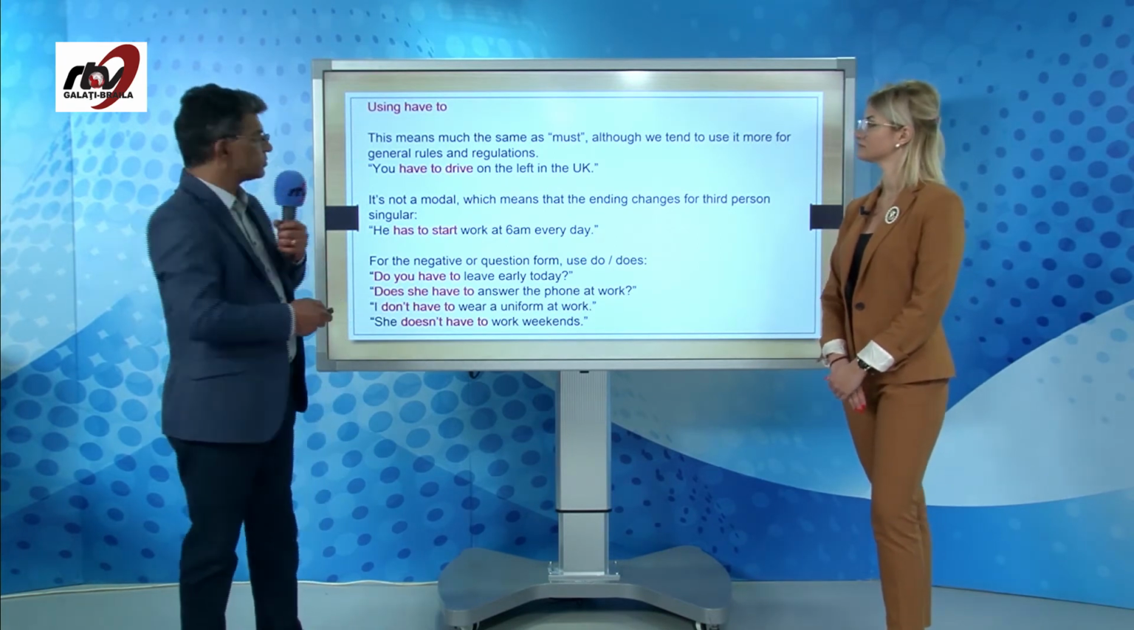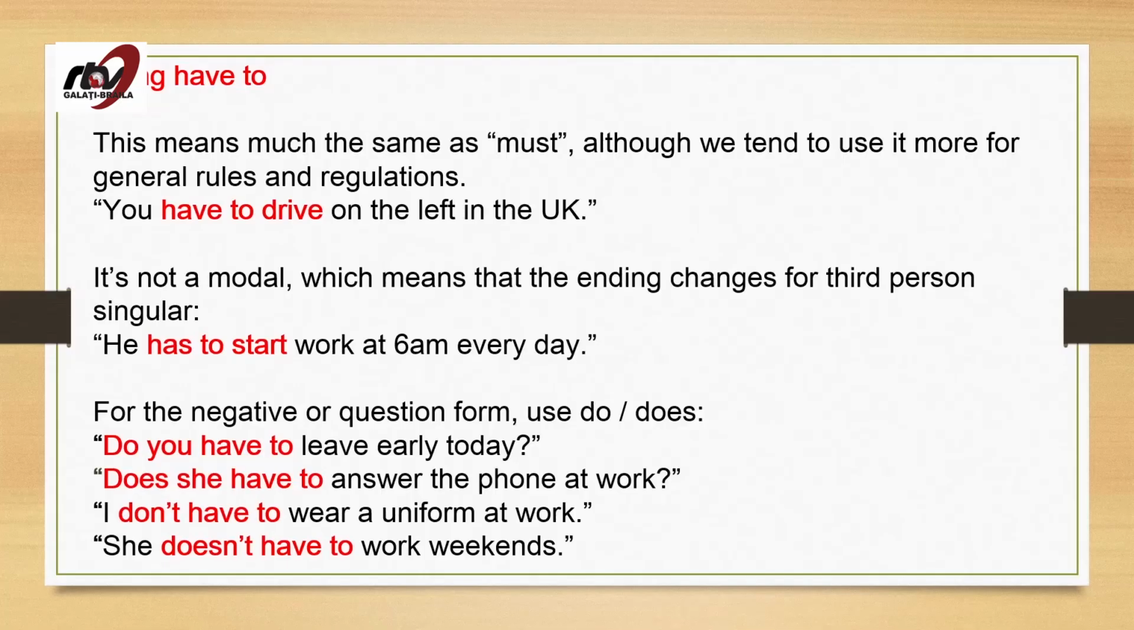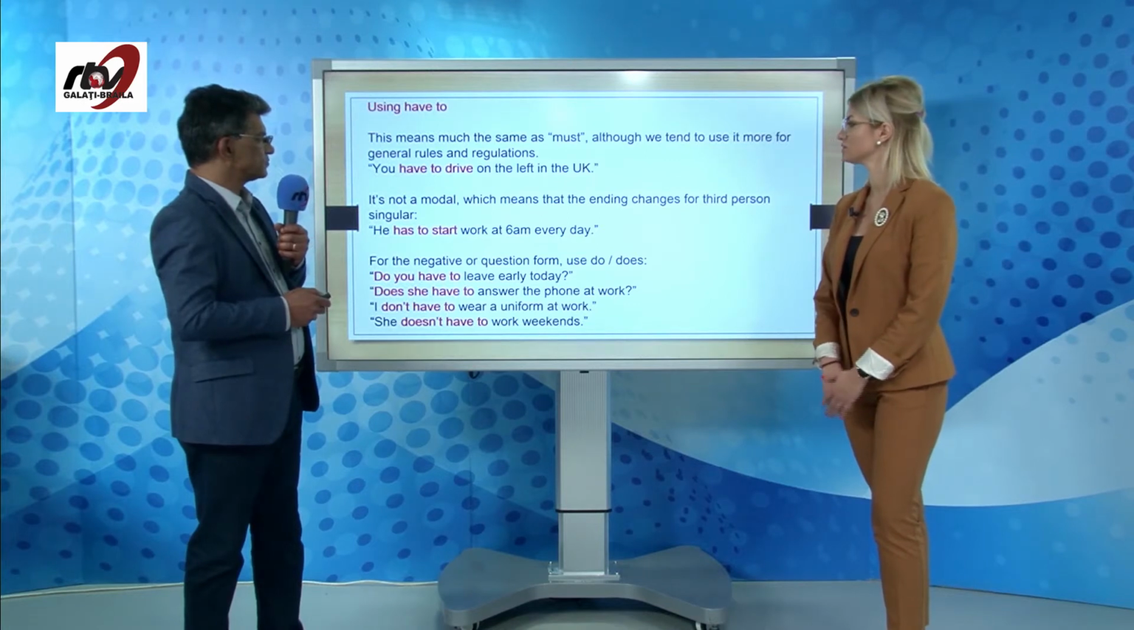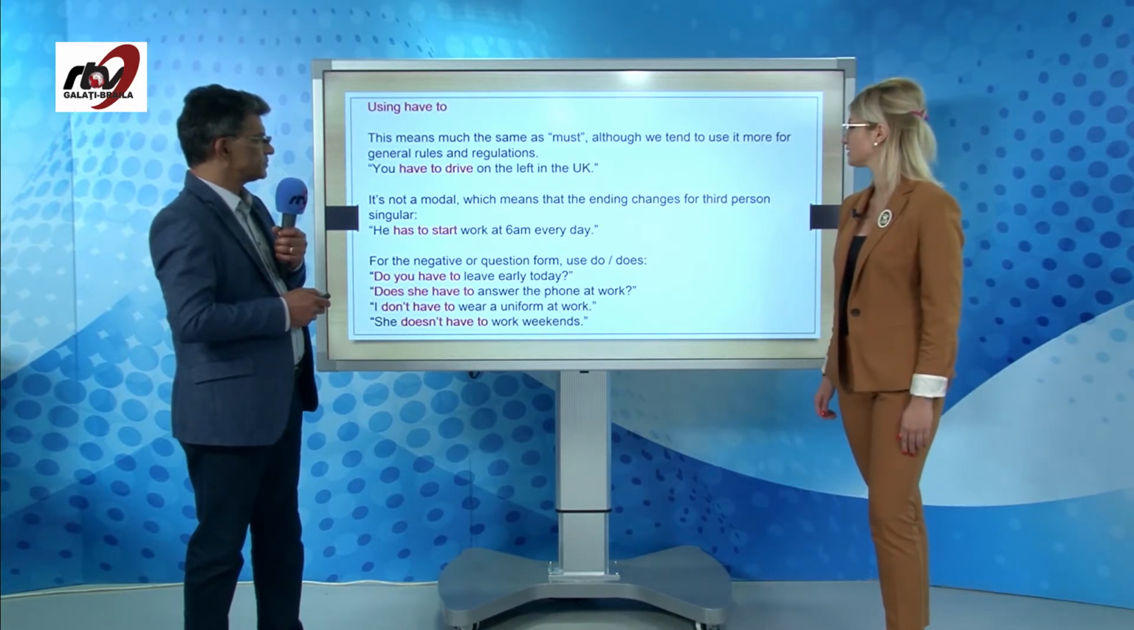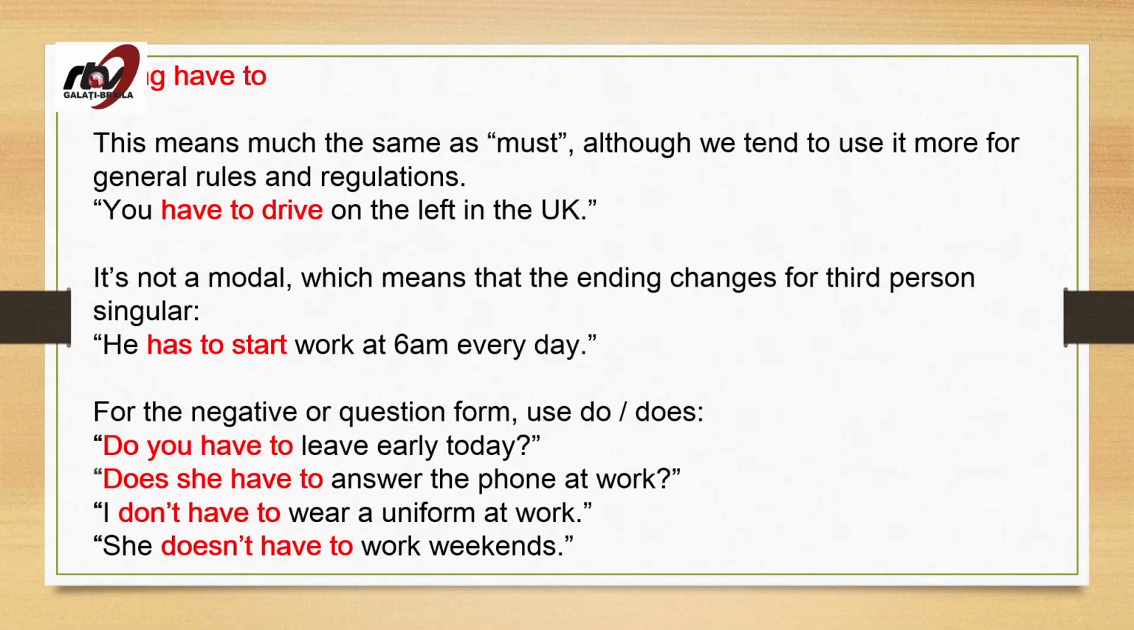Another way to talk about rules is by saying have to. This means almost the same as must, although we tend to use it more for general rules and obligations, such as you have to drive on the left in the UK. It's not a modal verb, which means that the ending changes for third person singular. As we can notice in the example, he has to start work at 6 a.m. every day.